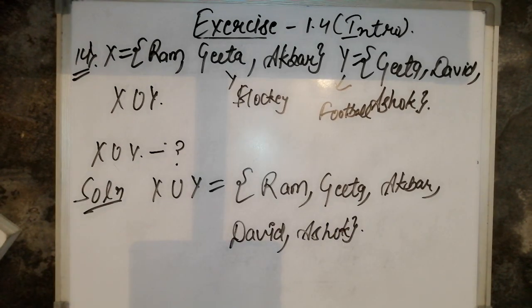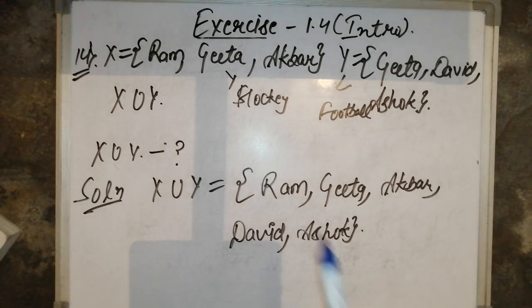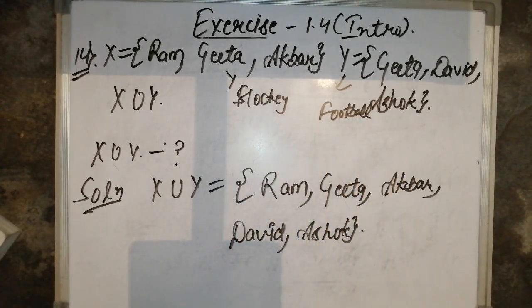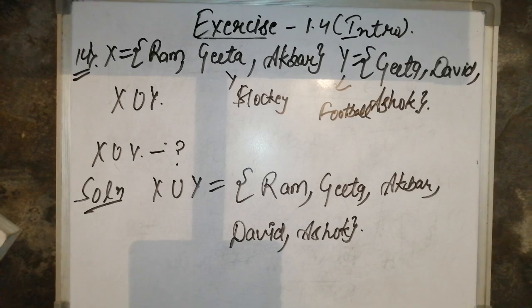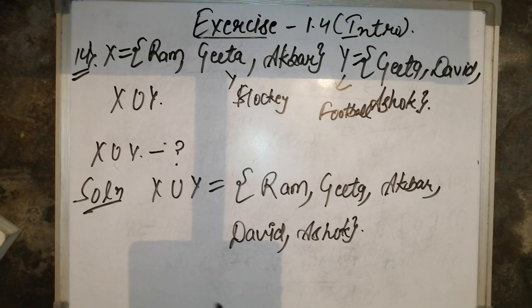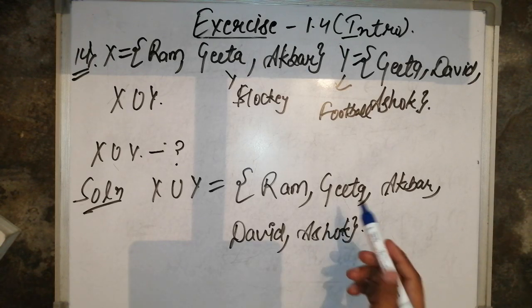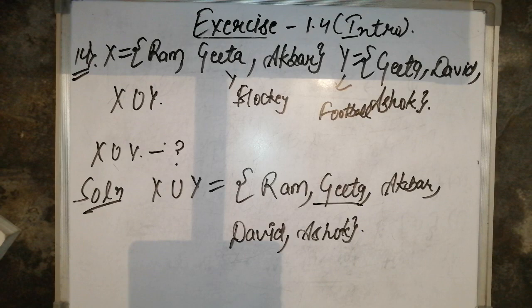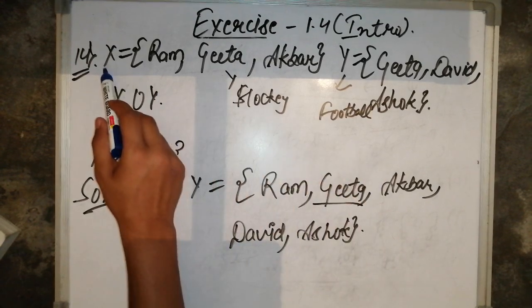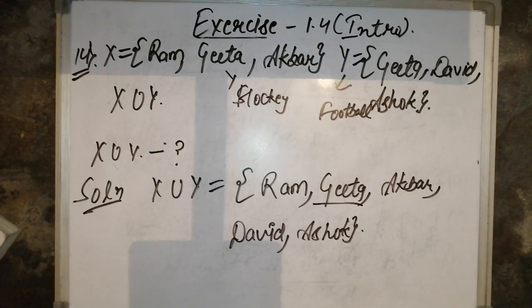From here we conclude that Geeta is present in the school hockey team as well as the school football team. Basically this set is talking about the school hockey players and football players simultaneously. And students, note that I'm telling about this Geeta because this Geeta is the intersection of X and Y. Students, pause the video to note it down.